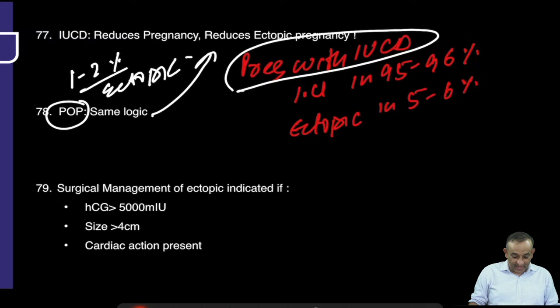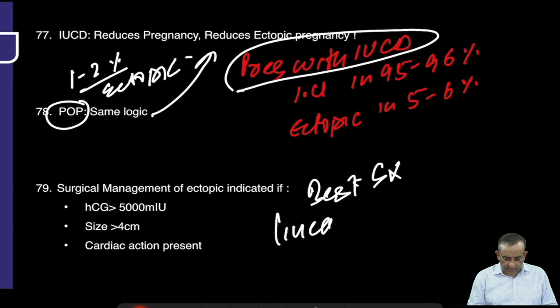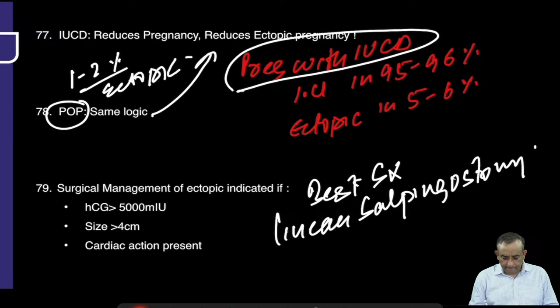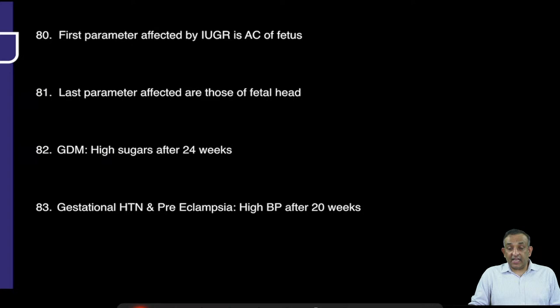So surgical management of an ectopic pregnancy is indicated if it is too big, more than 4 centimeters, if the HCG is very high, more than 5,000, and if the cardiac activity is present. If it is less than this, then we do medical management. If any of these is positive, we go and do a surgical management. And the best surgery is linear salpingostomy.